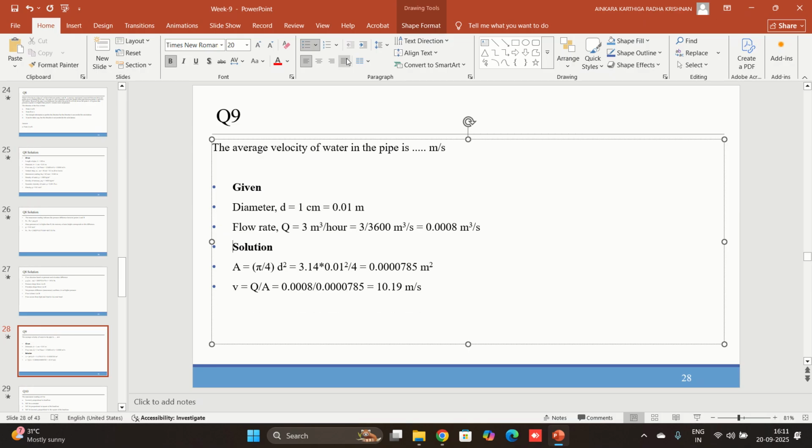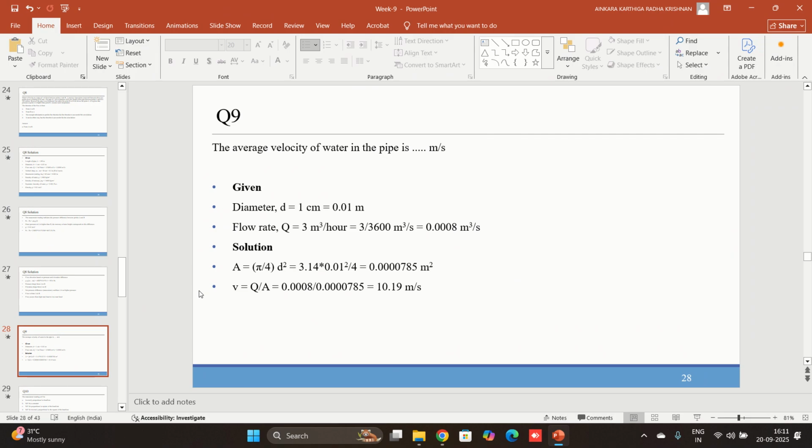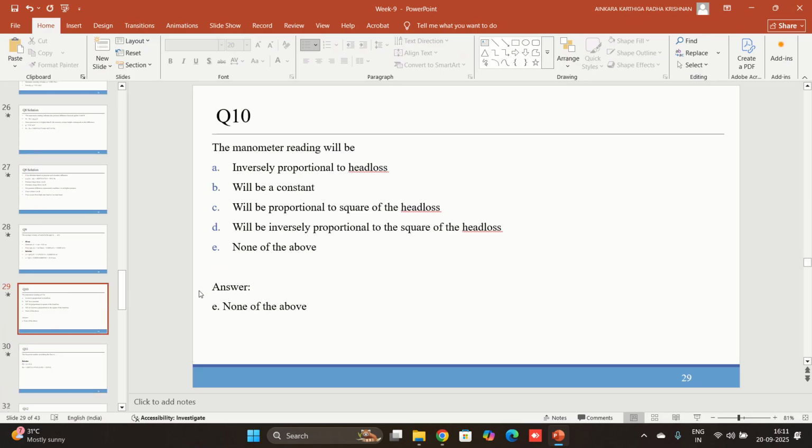So A, the cross sectional area, is pi by 4 d square, and V is Q by A. So 3.14 by 4 into 0.01 square gives us 7.85 into 10 power minus 5 meter square, and Q is 0.0008. Dividing by this value gives us 10.19 meter per second. So the average velocity of water in the pipe is 10.19 meters per second.